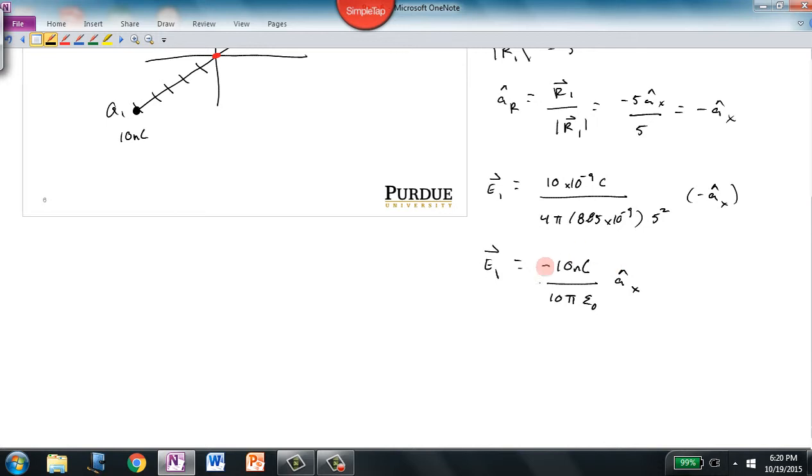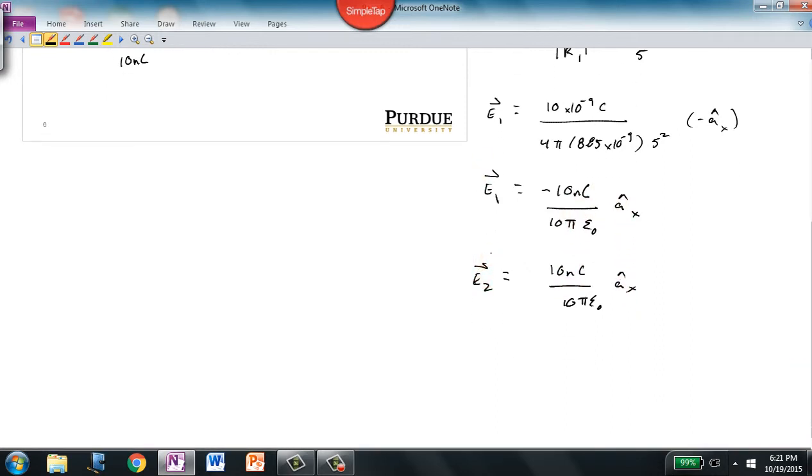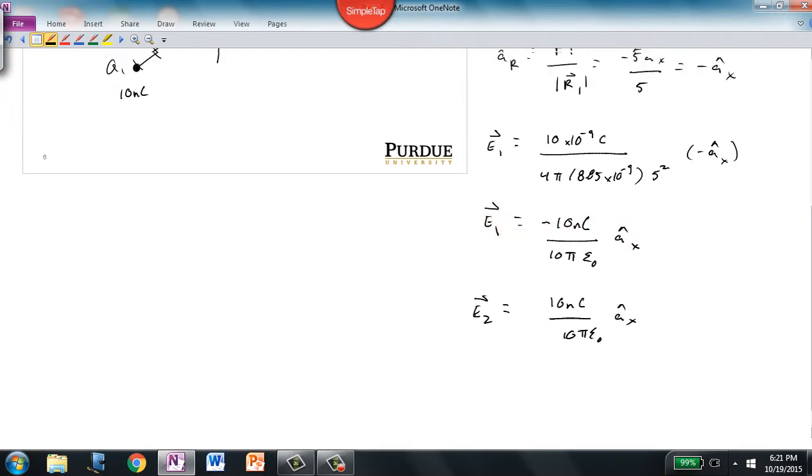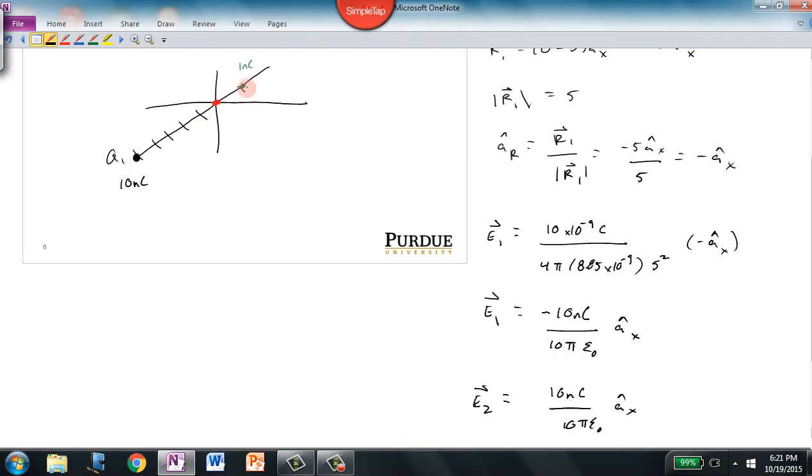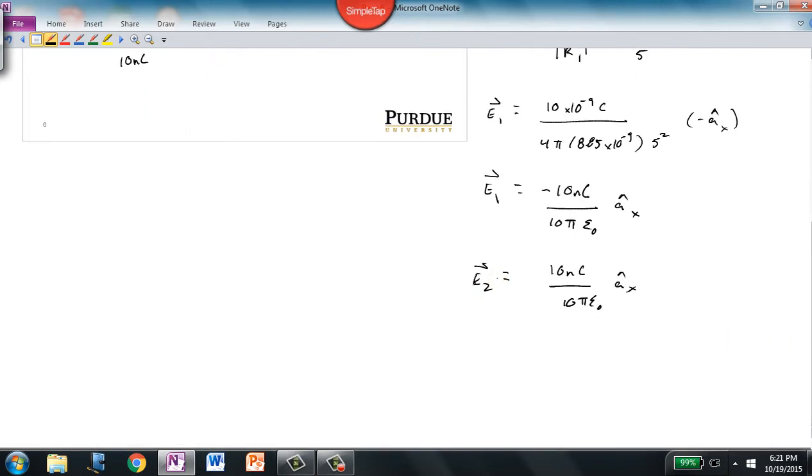So our second charge has to cancel this. And so what we say is that E2 has to equal 10 nanocoulombs over 100 pi epsilon 0 a hat x. It has to be equal in magnitude but opposite in direction to cancel. So we look at that, we see that the a hat R2 only has an x component, just like a hat R1. The unit vector pointing from here to here is only in the x direction, and the unit vector pointing from here to here is only in the x direction, and that makes kind of intuitive sense.